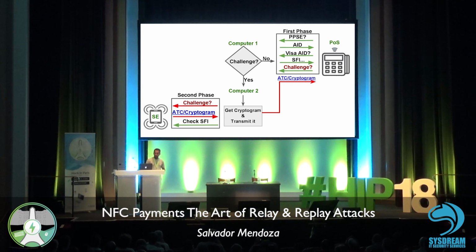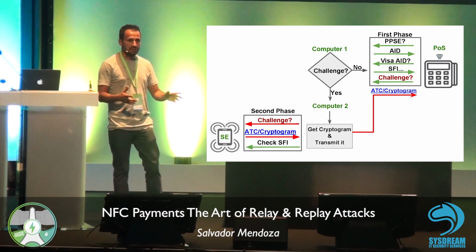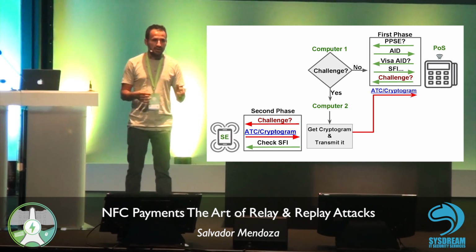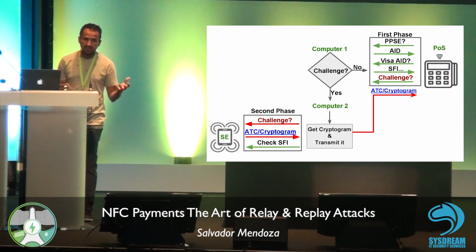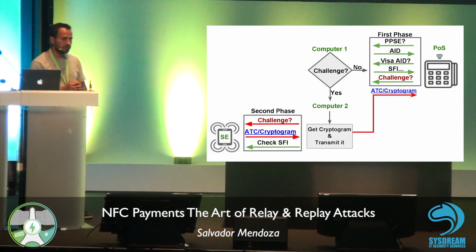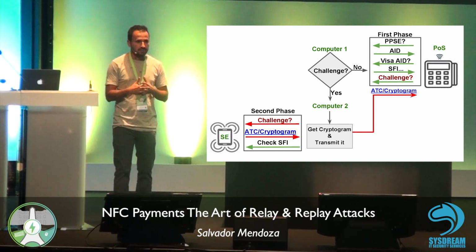So basically, when the POS asks for the PPSE, the first computer answers back. When I ask what kind of card they are using, the same computer answers back, and we ask it for the challenge. At that time, that computer asks another computer for the challenge, and that computer has the smart device, and it answers back the challenge, just the 20 bytes, and the transaction can go through. Basically, with this type of attack, we are reducing the time by more than half.